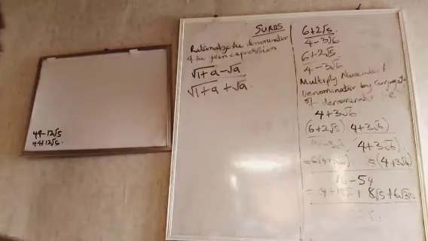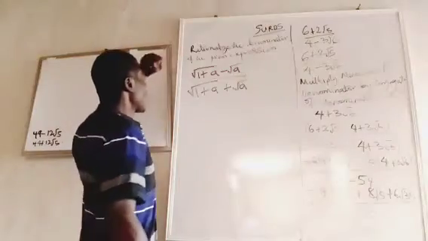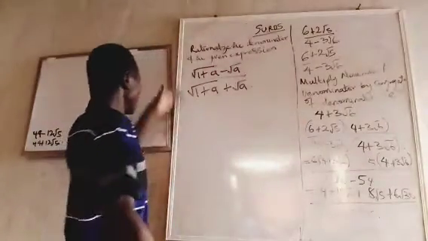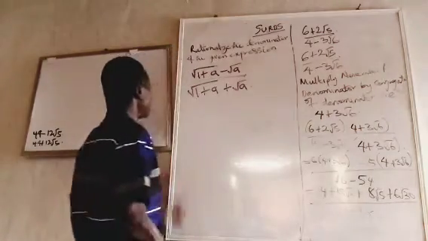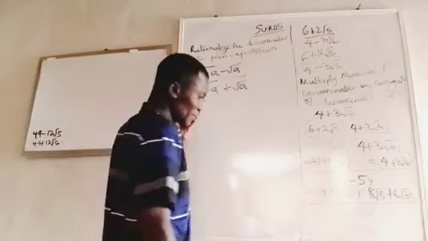Now let's quickly look at this. Rationalize the denominator of this given expression: root of 1 plus a minus root a over root of 1 plus a plus root a.